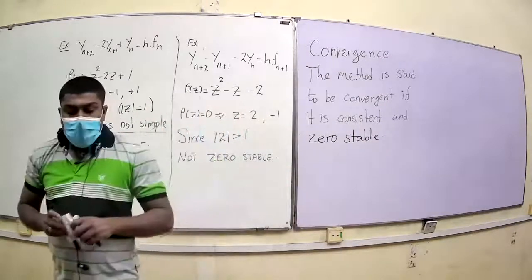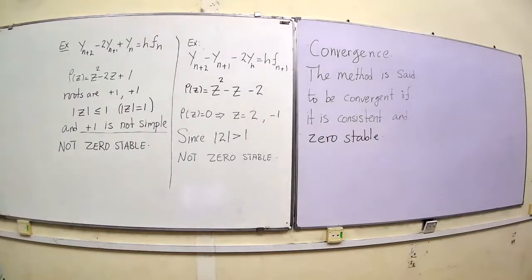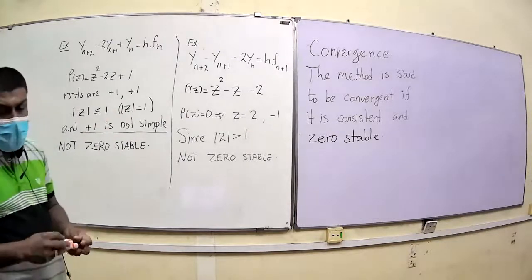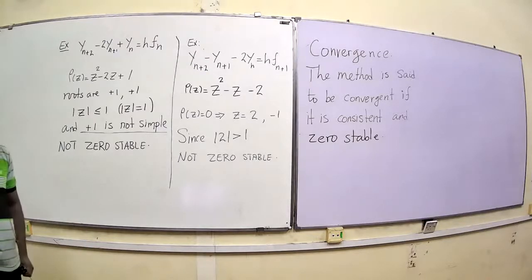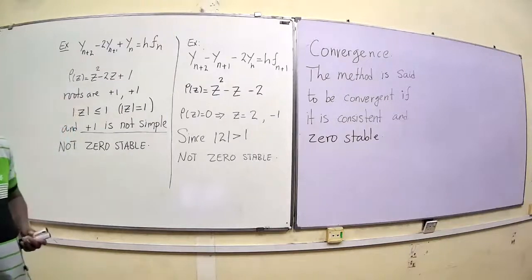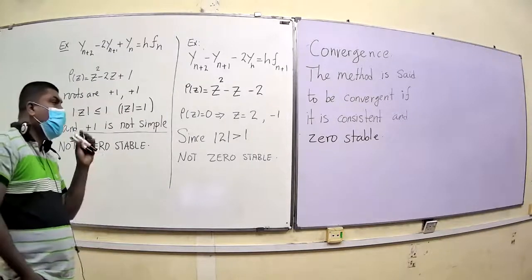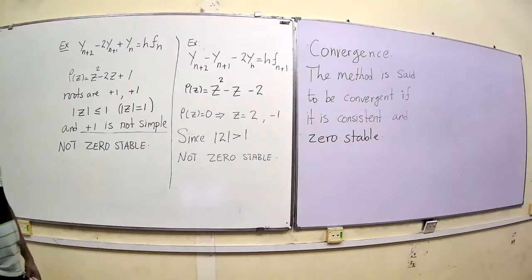Right, so we say that the method is convergent if it is zero stable and consistent, right? So if you want to check whether the method is convergent or not, you have to check whether the method is consistent and zero stable, right? So you have to check both of them, right?